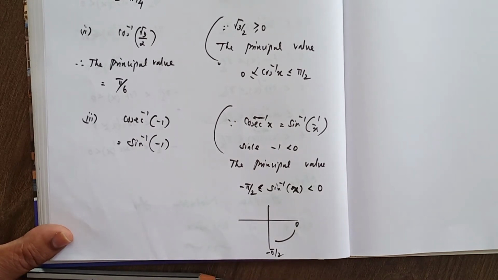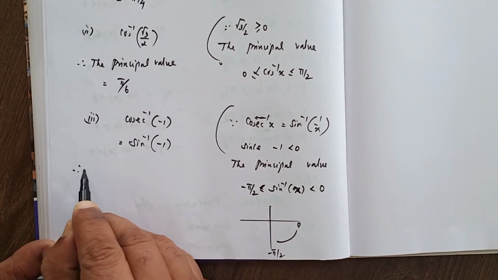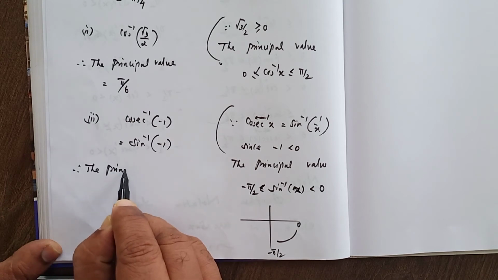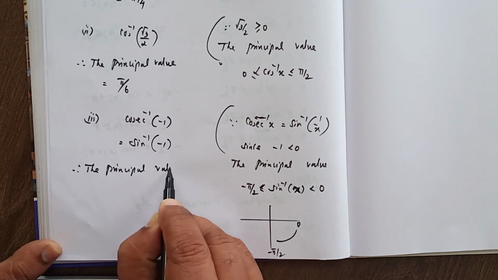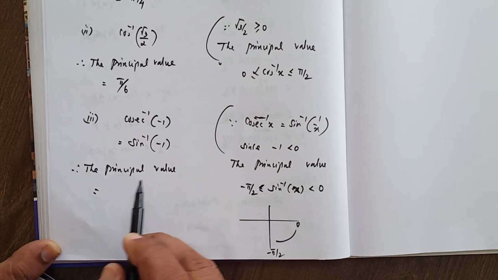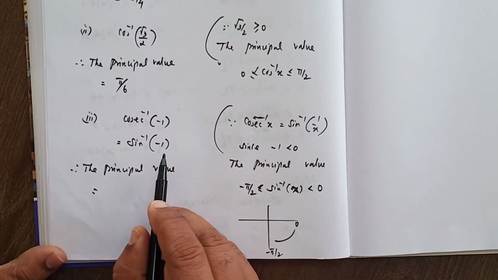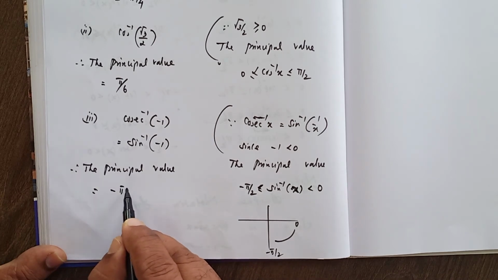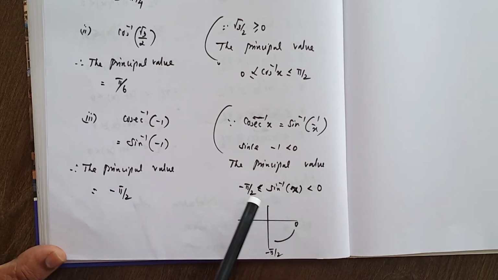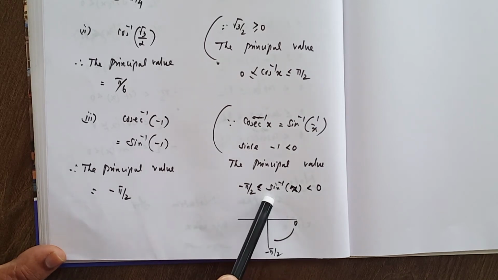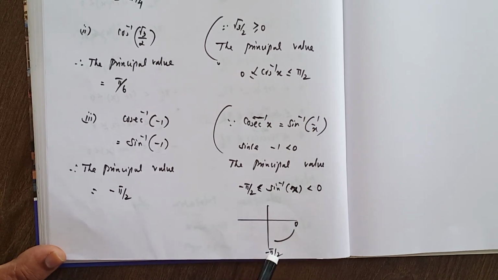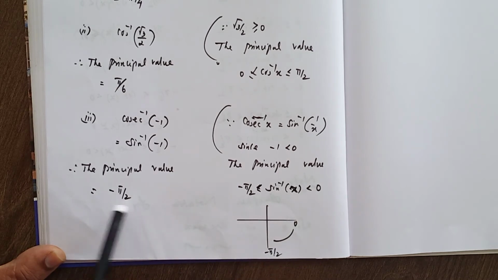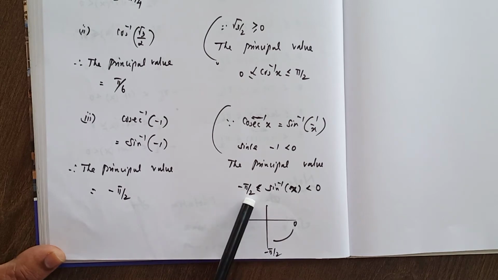Now, therefore, the principal value equals, we know that sine 90 degree is equal to 1. But we have minus 90 to plus 90, so you have to write minus 90. But sine 90 lies in which quadrant? That is in first quadrant. Here minus 90 to 0, here in fourth quadrant. So you have to write minus 90 only. That is the principal value. Okay, look at that, including minus 90. Now fourth subdivision.